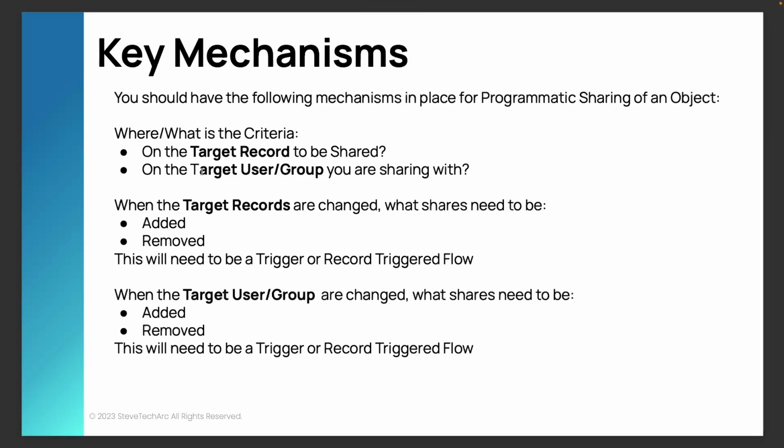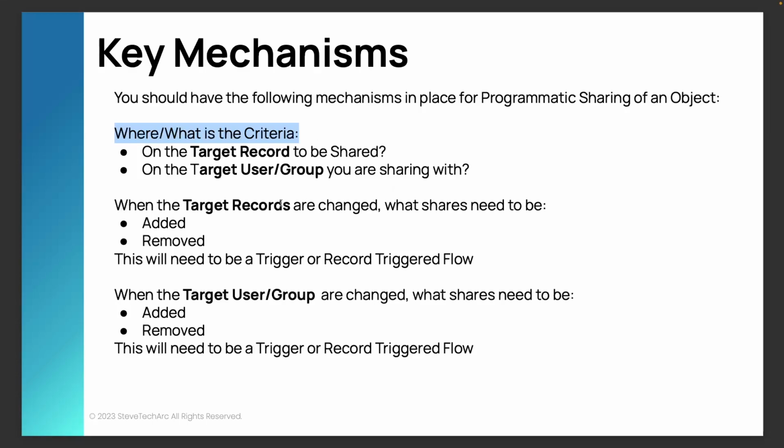First, what is the criteria you're using on the target record? And how are you choosing on the target group? You need to know where and what is that criteria. Is it hard-coded? Is it driven by another object? Is it driven by custom metadata? You need to know what that criteria is to decide which records to share with which users and which groups.